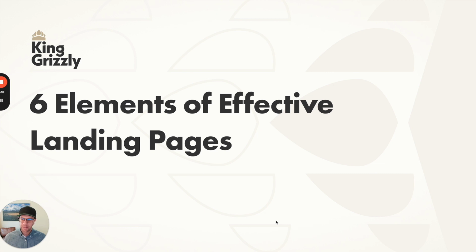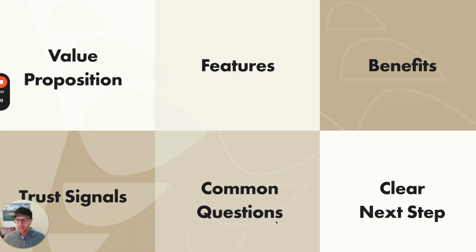I've heard it said that you can play most songs on a guitar with only a handful of chords. And it's the same thing with landing pages. There's only so many elements, and with those elements, you can build most landing pages. And so today we're going to cover 6 primary elements of effective landing pages. And those elements are value proposition, features, benefits, trust signals, common questions, clear next step.